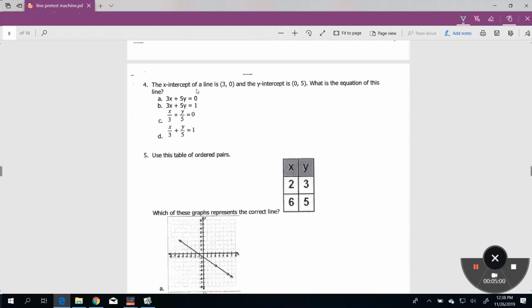Number 4, the x-intercept of a line is 3, the y-intercept is 5. Remember we learned how to do this? The x value goes with the x, the y value goes with the y, and we put it as fractions and equal to 1.